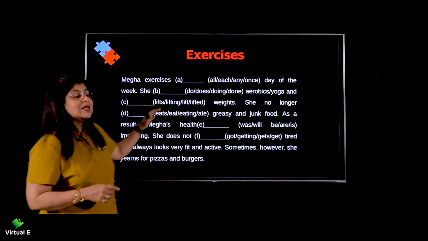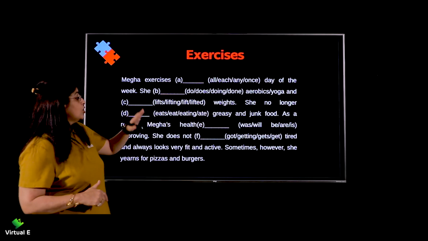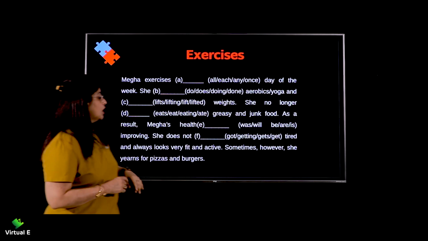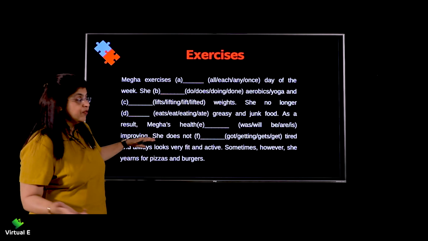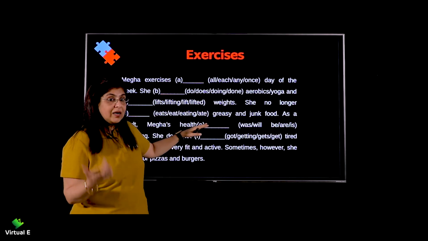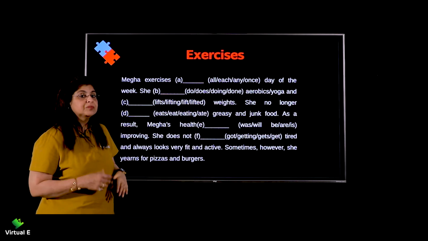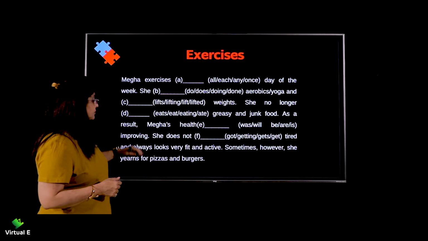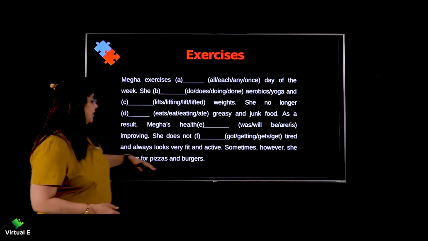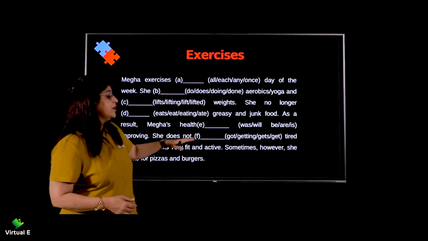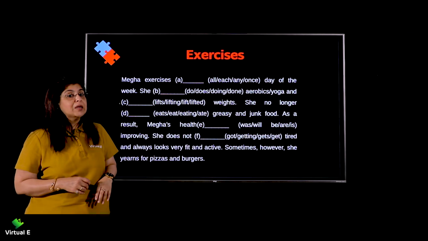So, simple present tense and subject-verb agreement. She no longer eats greasy junk food. As a result, Megha's health dash improving. Was improving, will improving, are improving or is improving? Obviously, it is improving. She does not get tired, very good, and always looks very fit and active. Sometimes, however, she yearns for pizzas and burgers.